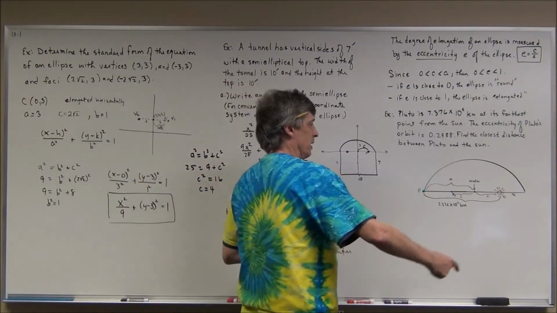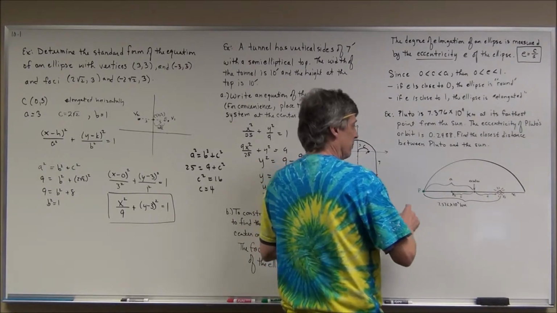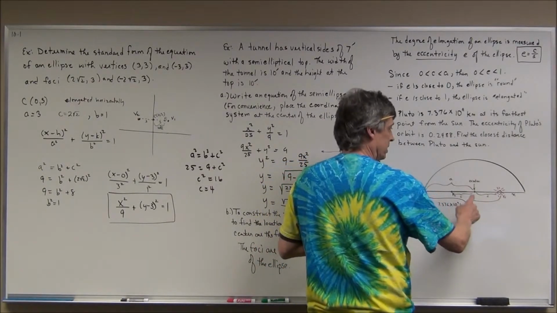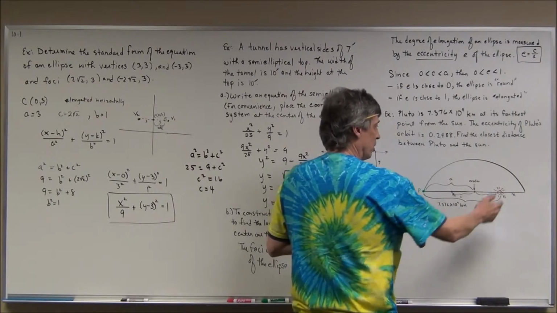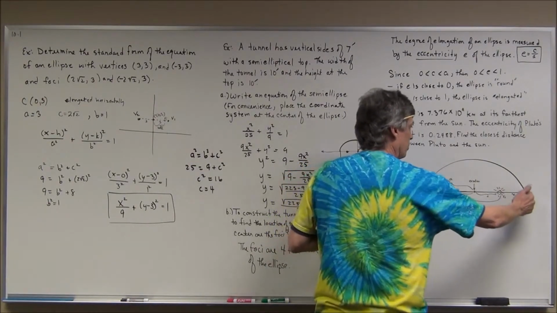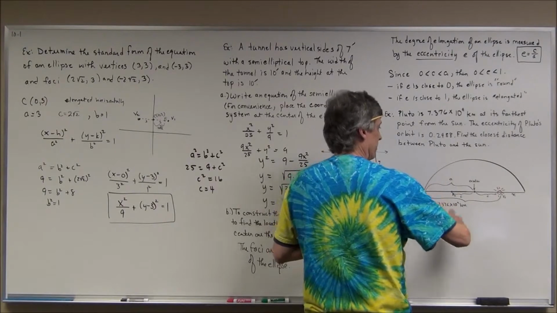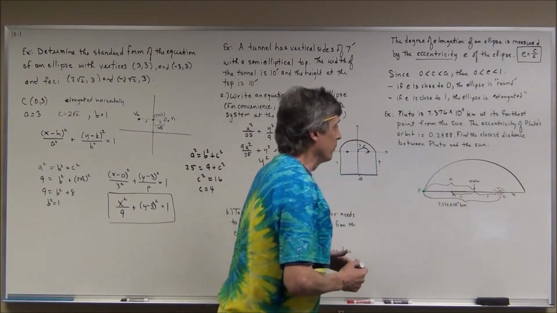It has an elliptical orbit, but that doesn't mean that the center is the Sun. The Sun is at one of the foci. So it's further away, then it's closer. And that's how we end up with all the planets.